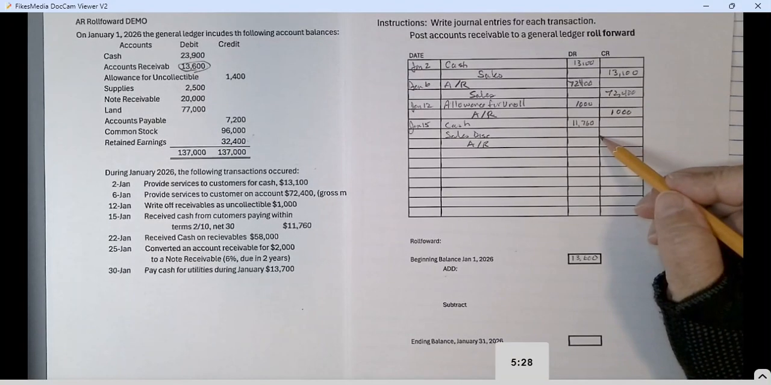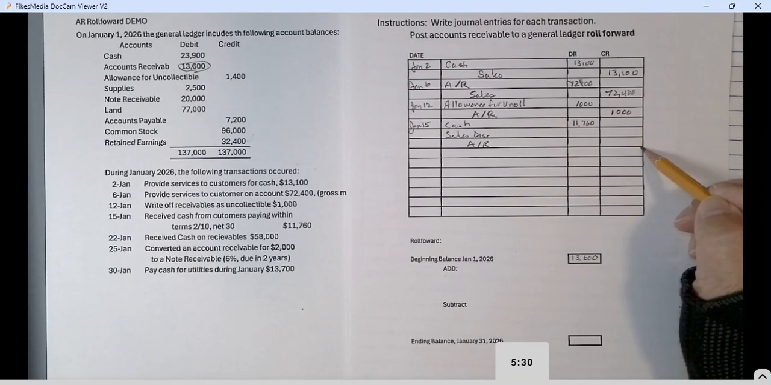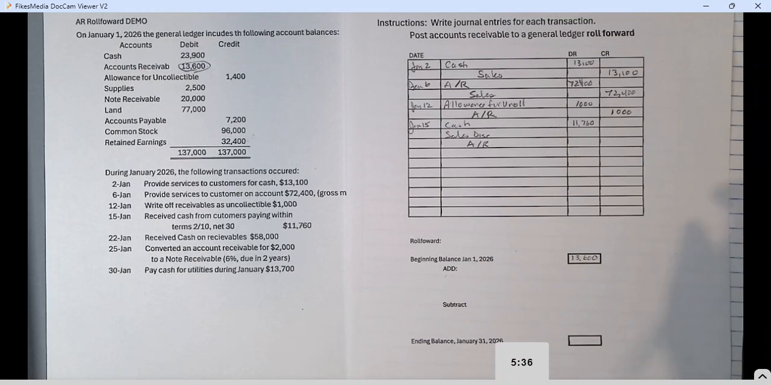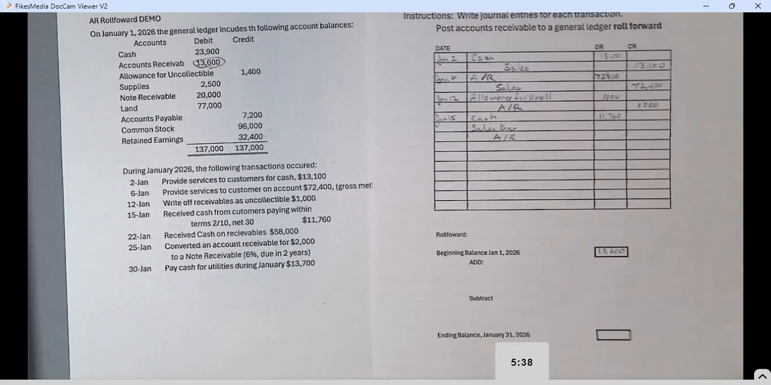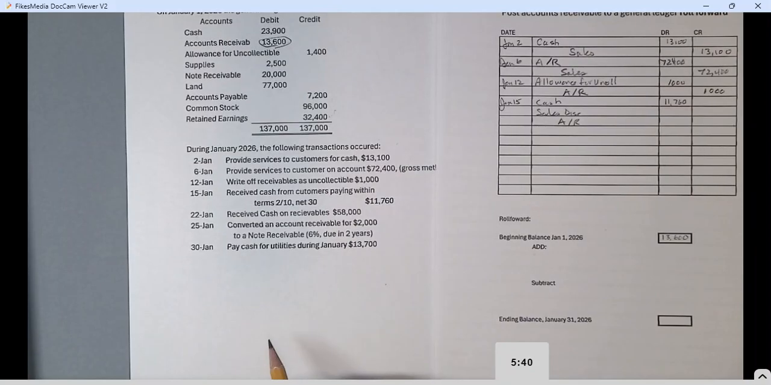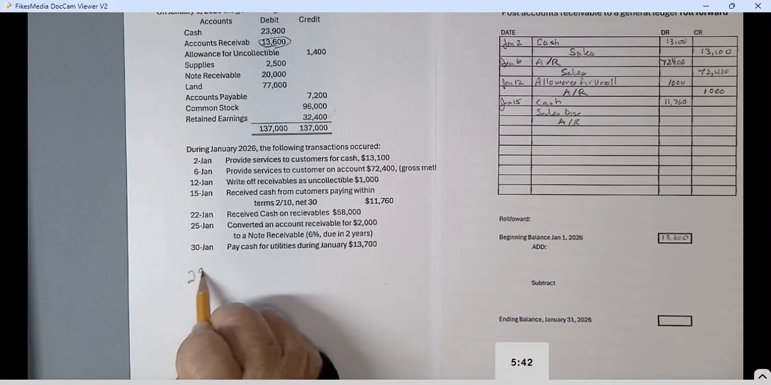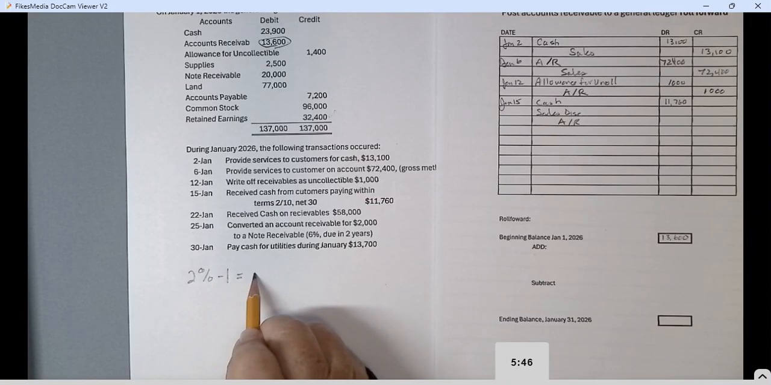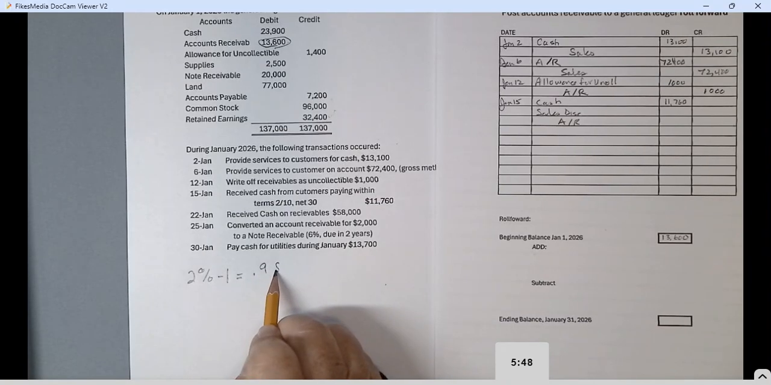So how do I find out what the debit is to sales discounts, and how do I find out exactly how much accounts receivable were discounted? All right, here's the math. I'm going to do this right over here. 2%, and then I find the reciprocal of that, and it's 0.98.